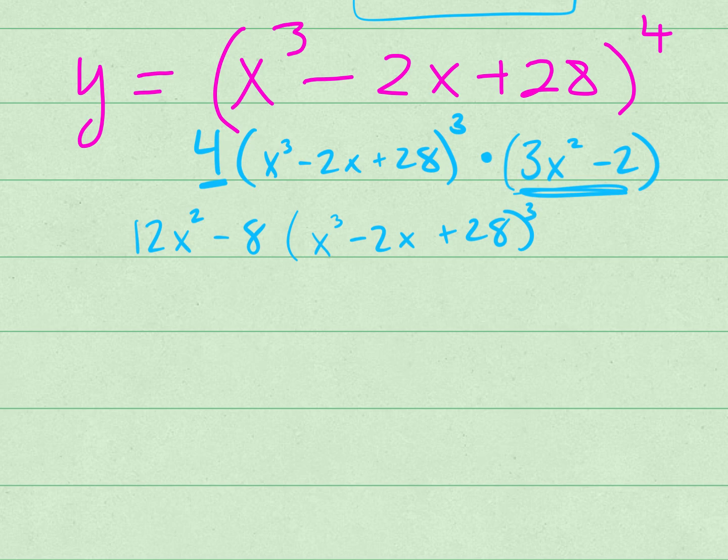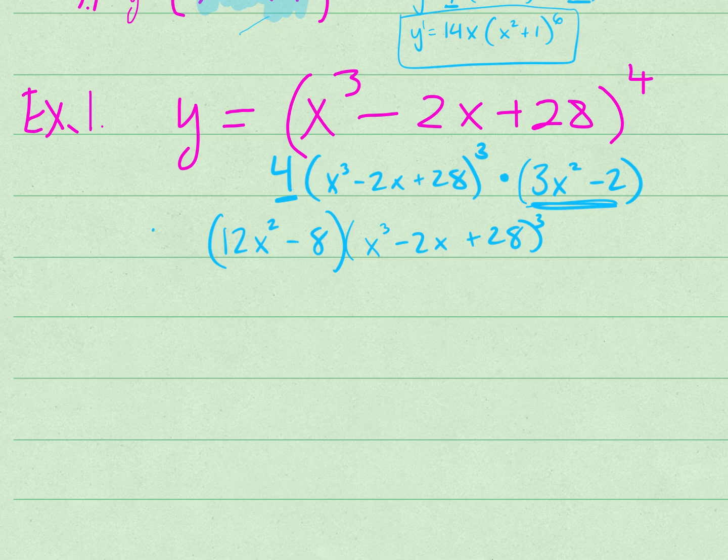Does the 12x squared minus 8 need parentheses, or does it not matter? What do we think? It does need it, because that's a binomial there. They're attached. If we didn't put the parentheses, it would just be as if negative 8 was being multiplied to x cubed minus 2x plus 28 cubed. So you need the parentheses. So this is our derivative.